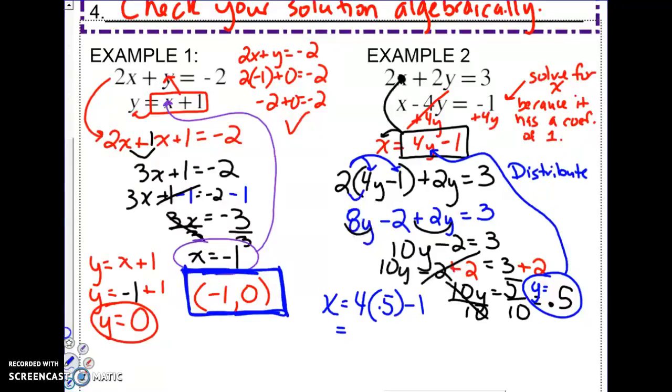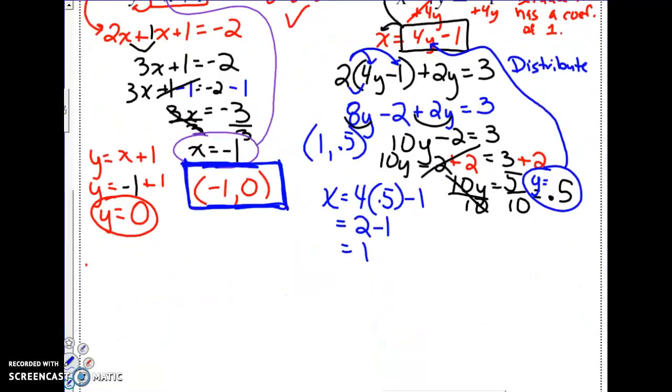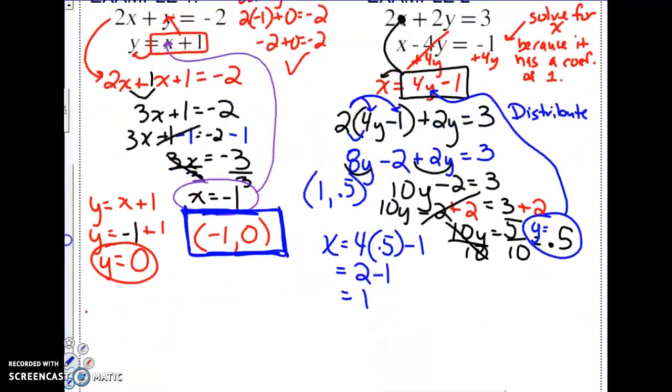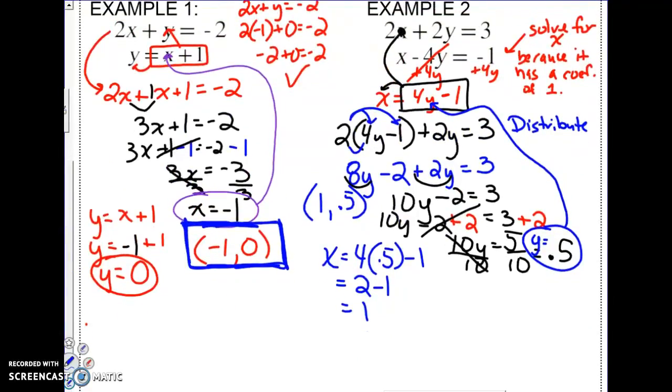So 4 times 1/2 is 2, and 2 minus 1 is 1. So my answer, my x comes first, is 1, 0.5. Seems like an awful lot of work, but I'm not done because we're never done with the fun on these. So the last thing I want to do is just check into my first equation. Let's see. So I'm going to use this equation that says 2x plus 2y equals 3. Does 2 times 1 plus 2 times 0.5 equal 3?